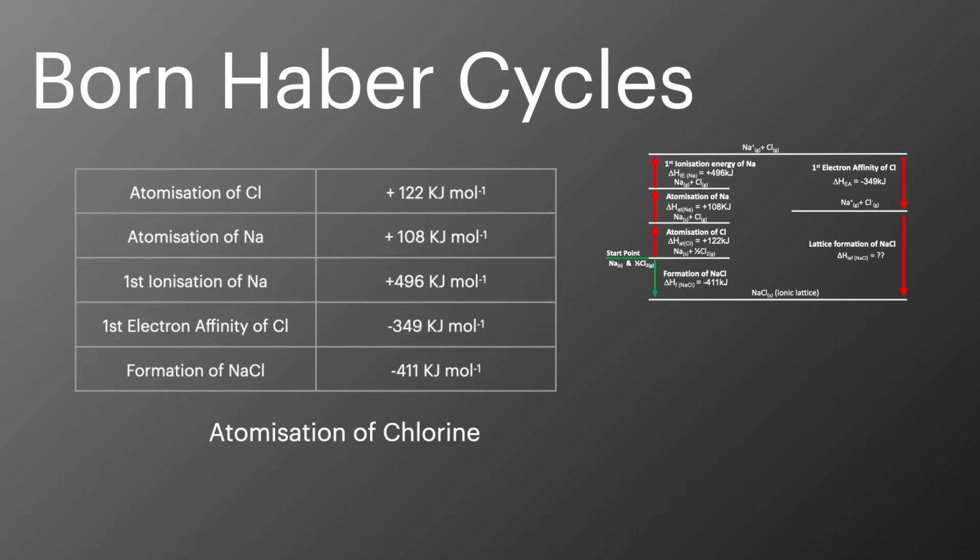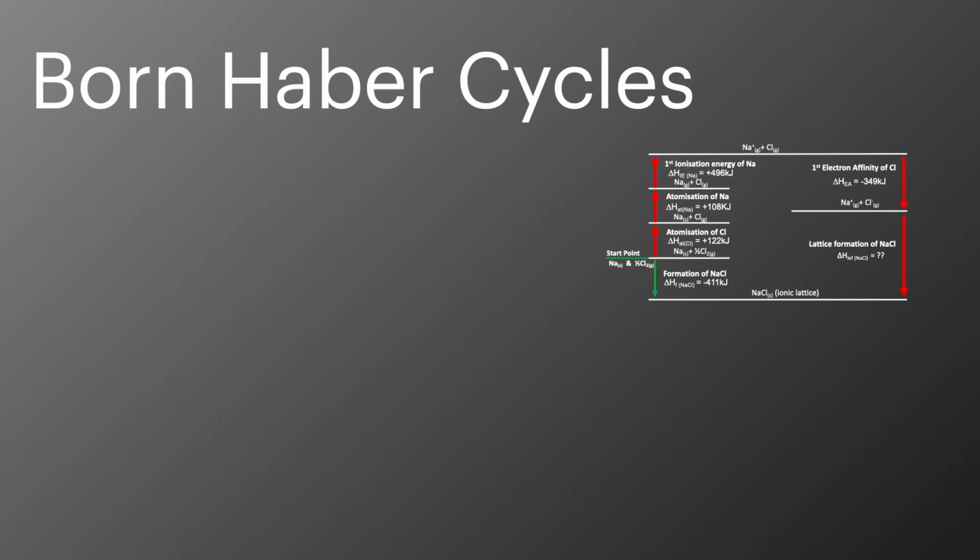Now what we're focusing on today is the atomization of chlorine. Now chlorine's a diatomic molecule, but the atomization of chlorine is for a half Cl2 gas becoming one atom of chlorine gas. Now that's great because in this example we have one chlorine reacting with one sodium to form sodium chloride, so we can put that straight into our cycle. In some questions we can get slightly different tables.